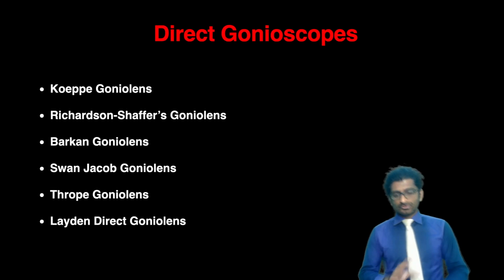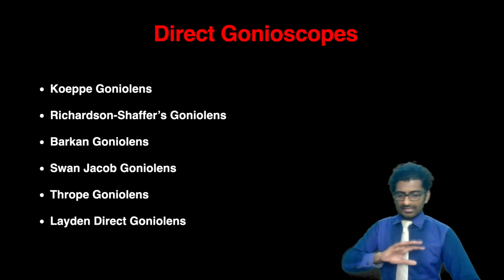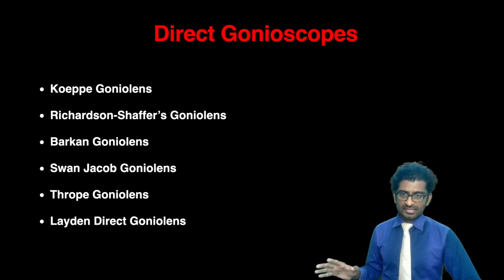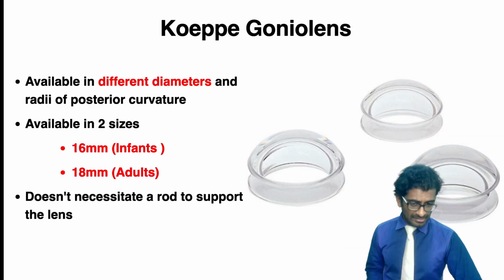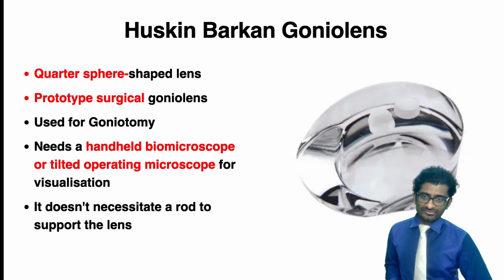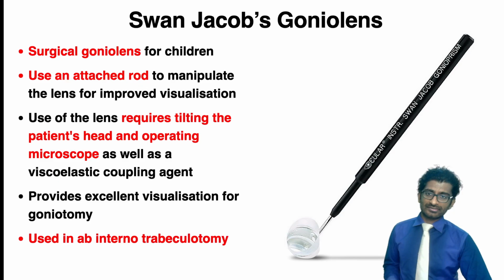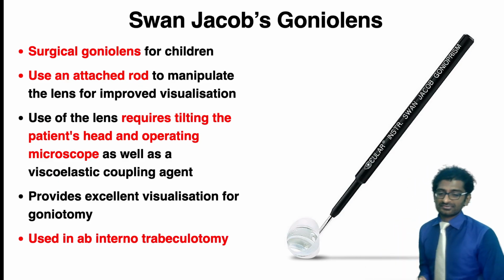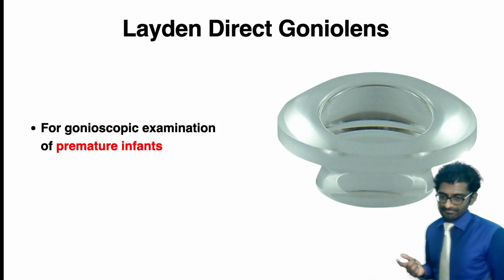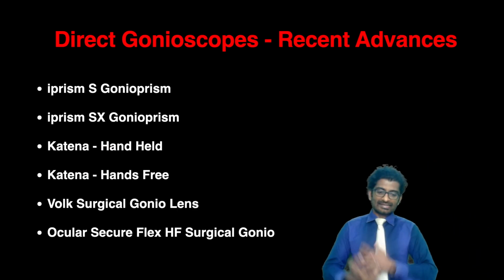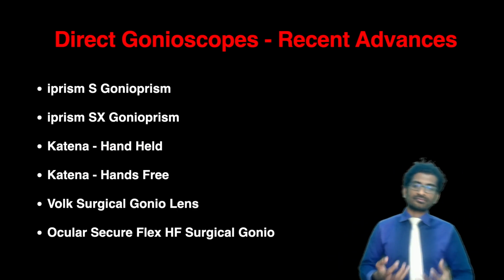Direct gonioscope was always there. If you take it, it never went out of existence. It is just that it has resurfaced. Be it the Koeppe lens, which came in 2 sizes, the Richardson-Shaffer Gonio Lens, the Barkan Goniolens, the Swan Jacob Goniolens, which we are still using, the Thorpe Direct Goniolens, and the Layden Direct Goniolens. It just came back as a recent advance, or resurfaced, because MIGS needed it.